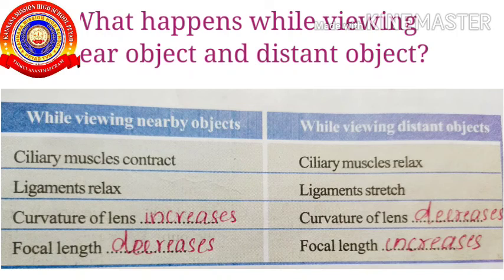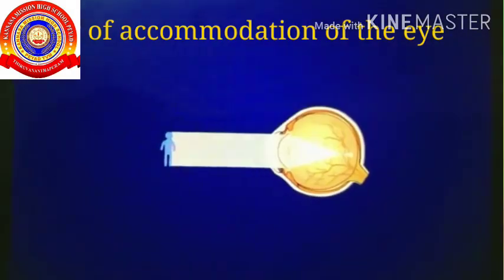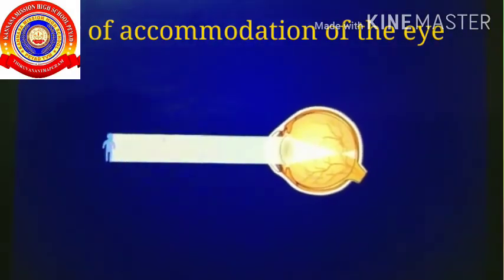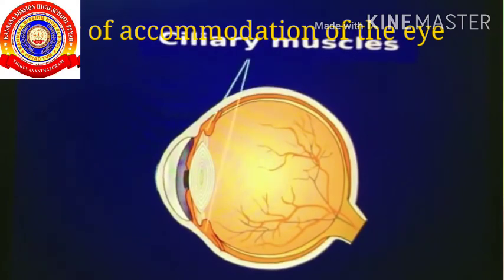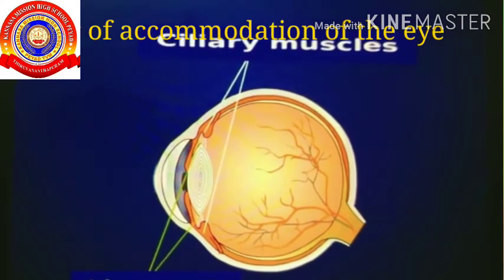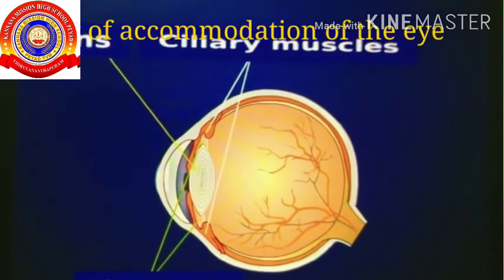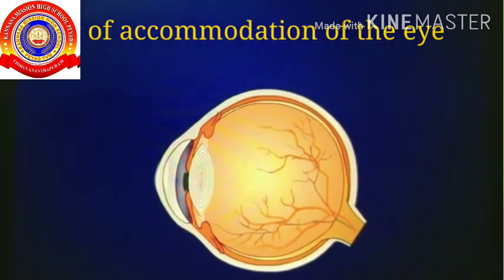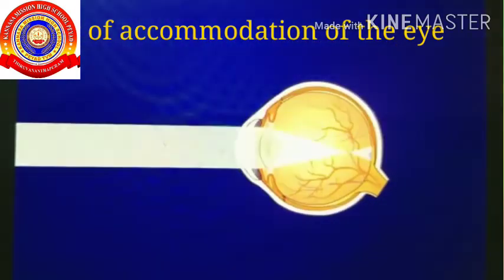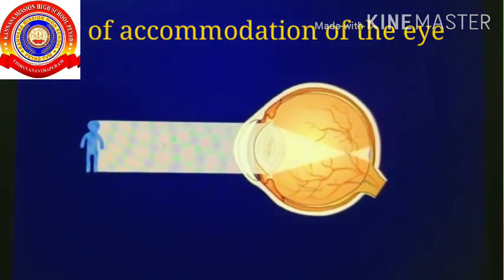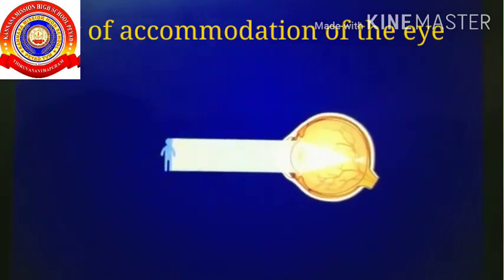This process is called power of accommodation of the eye. The eye lens can adjust its focal length. It is possible by the ciliary muscles and ligaments. Due to the ability of the lens to adjust its focal length, we can see near object and distant object.